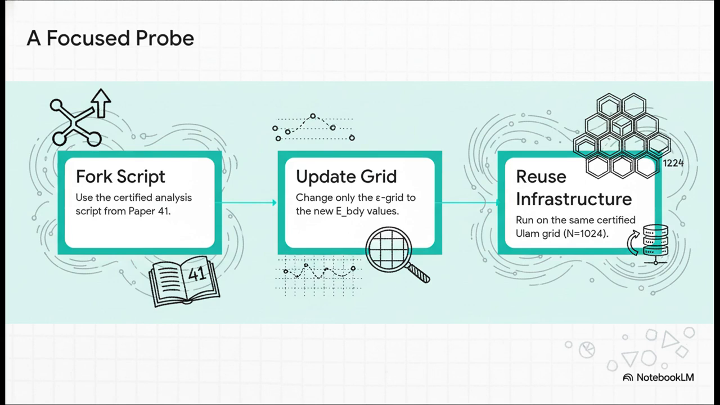And this really highlights the nature of the work. This is a pure numerical experiment. The authors literally forked the analysis script from paper 41, made just one change, swapping out the old grid for this new boundary grid, and ran it on the exact same certified Ulam infrastructure. It's all about reusing trusted tools to get a more refined view.